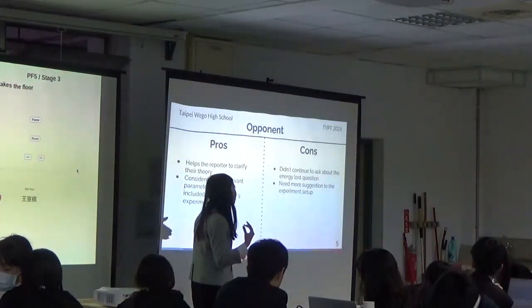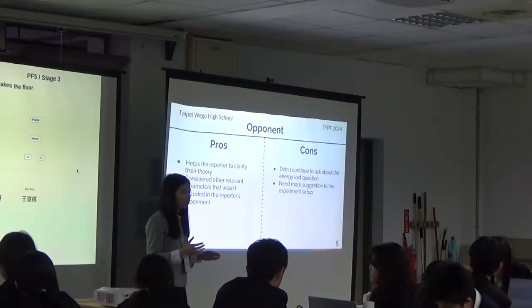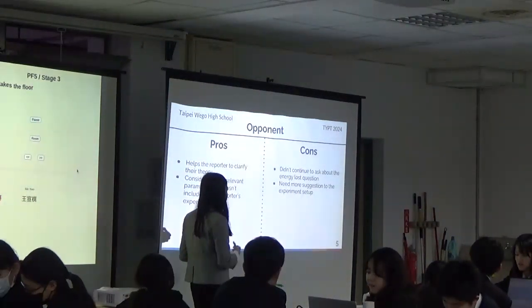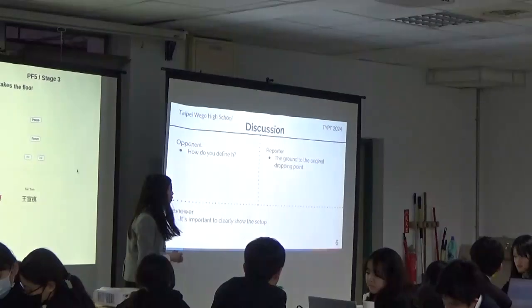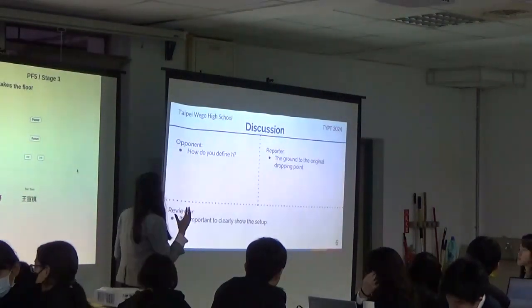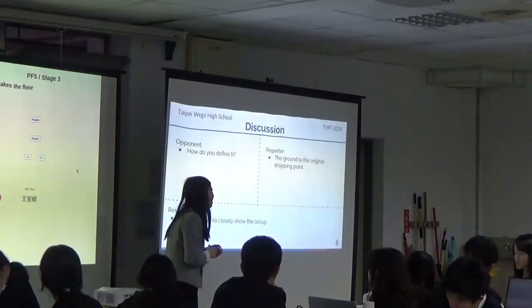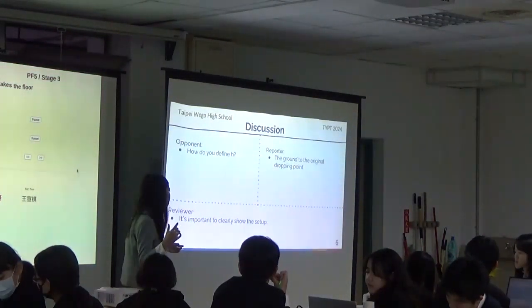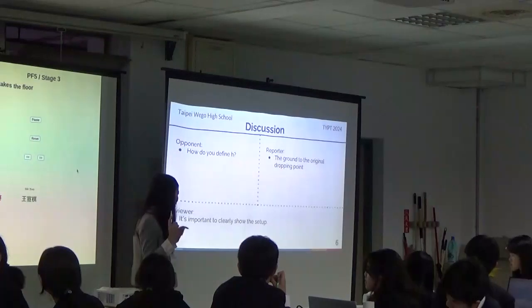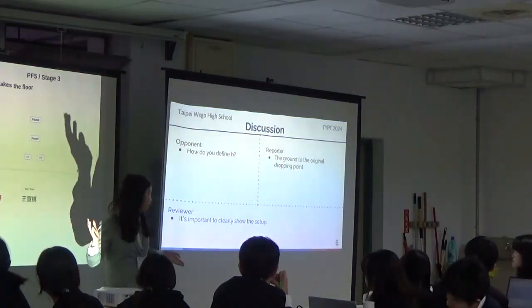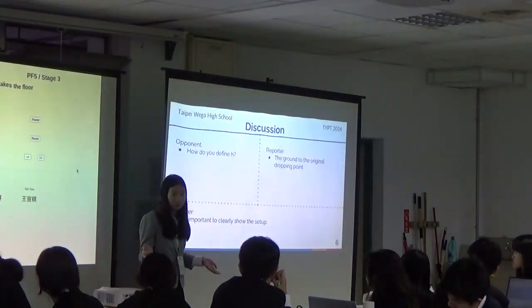However, they didn't continue to ask about the energy loss. The opponent asks how it was reported at the ground edge, and the report said that this is the ground to the original dropping point. We think that it is important, and that is a good question from the opponents to ask. You need to clearly explain yourselves.